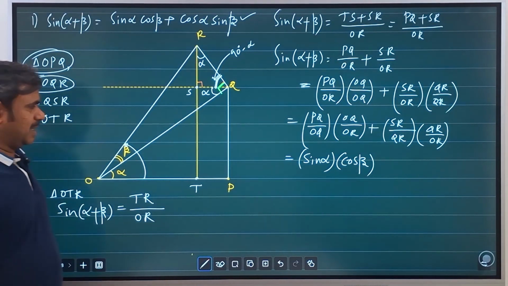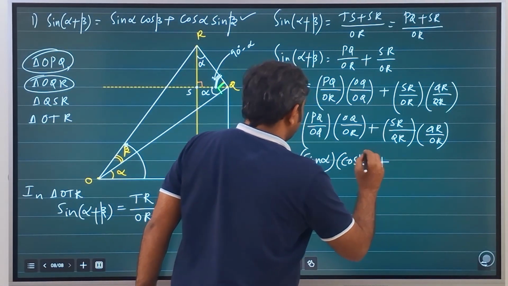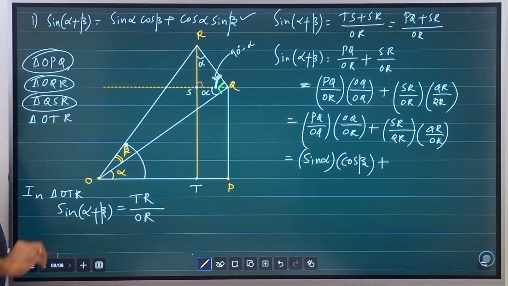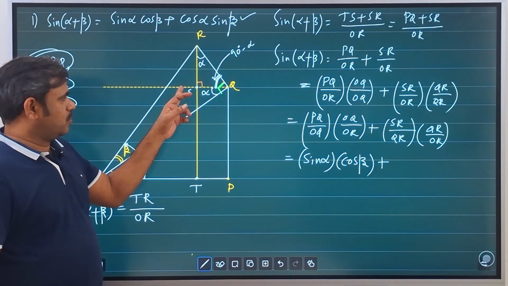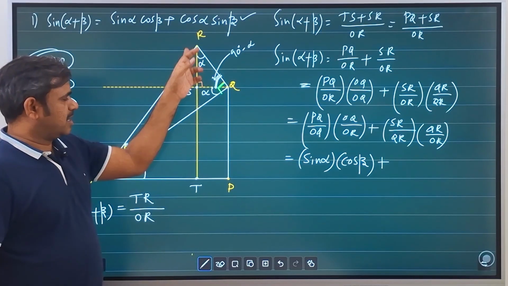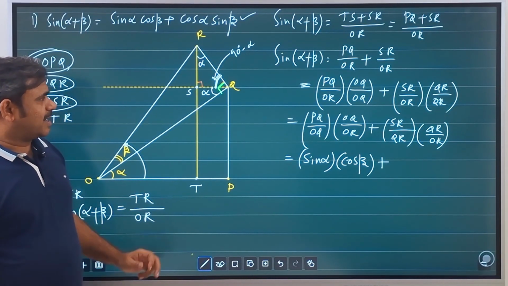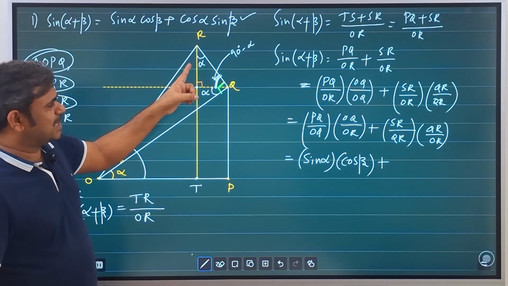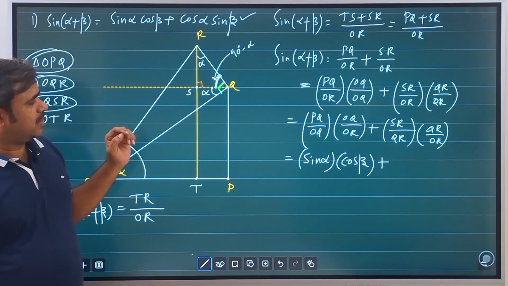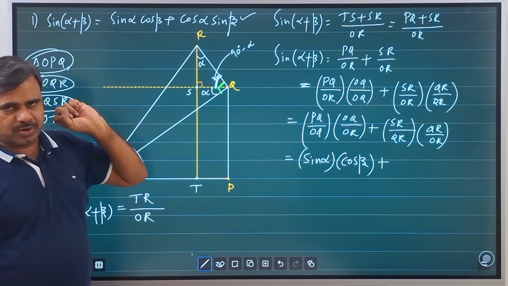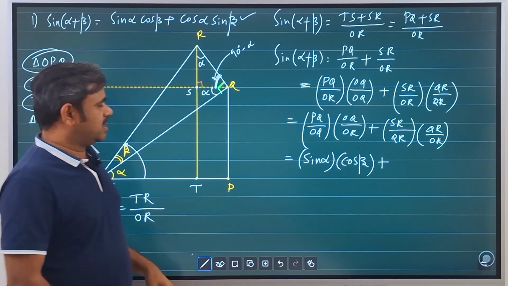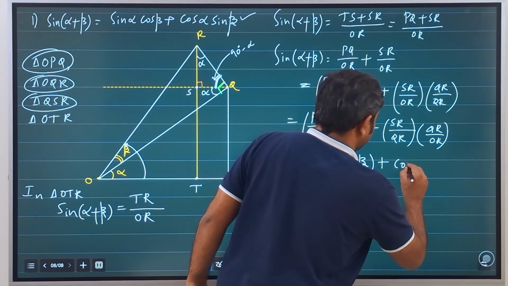Next, plus, look at the right angled triangle QSR. In right angled triangle QSR, SR is the adjacent side of alpha and QR is the hypotenuse. So this has to be cos alpha, adjacent side by hypotenuse.